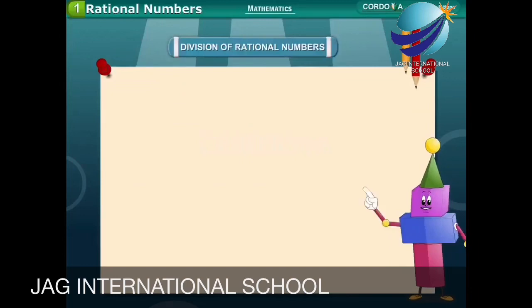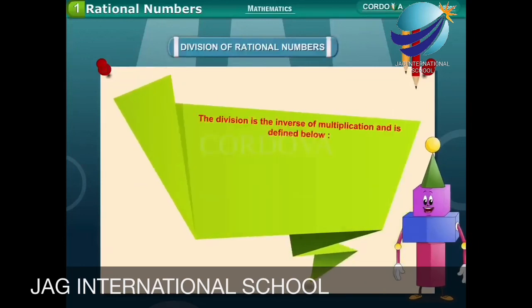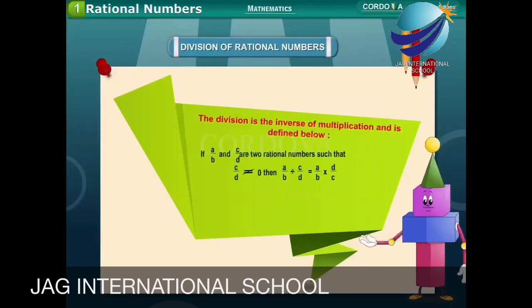Division of rational numbers. The division is the inverse of multiplication and is defined below. If a/b and c/d are two rational numbers such that c/d is not equal to 0, then a/b divided by c/d is equal to a/b × d/c.